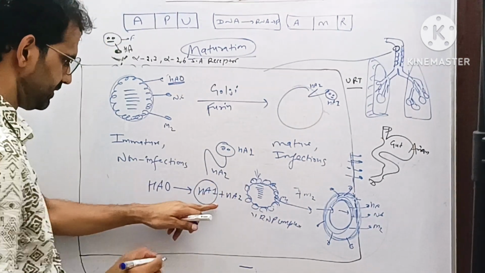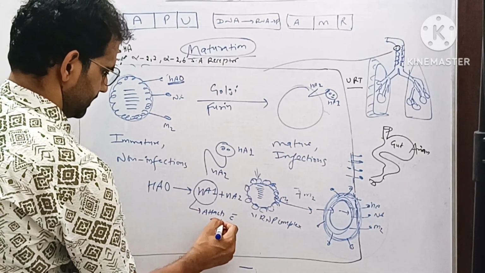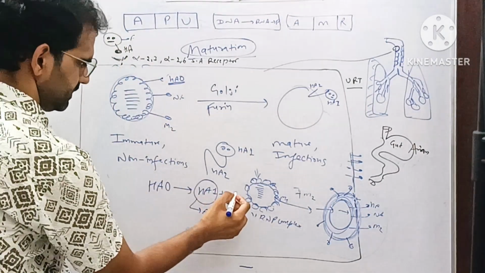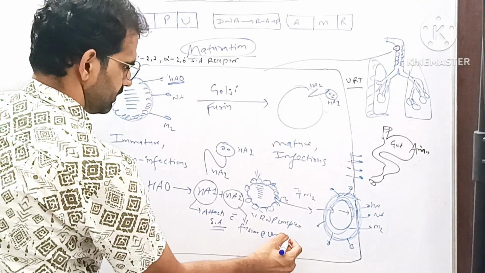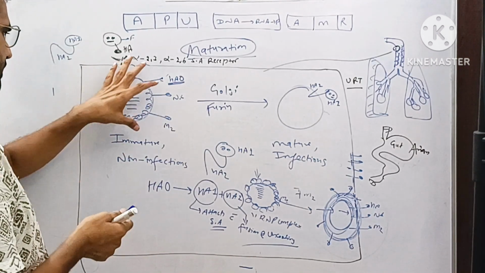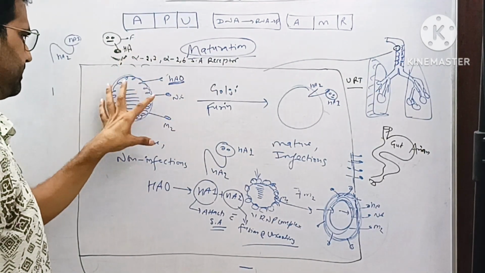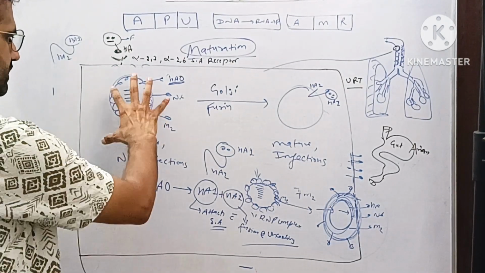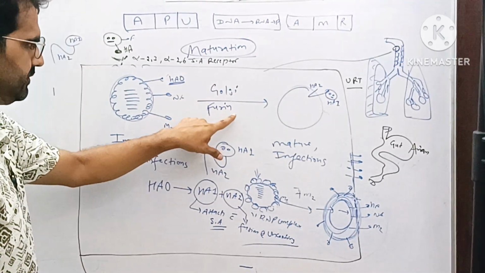Because of this cleavage, this portion is able to attach itself to the sialic acid receptor. And once it attaches here, after endocytosis, this HA2 will help in the fusion and uncoating. So if you take this virus and try to infect a healthy cell with this part having HA0, this virus particle is of no use because it is immature, it is non-infectious.